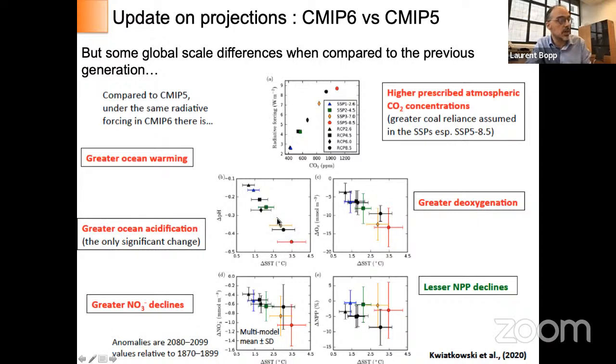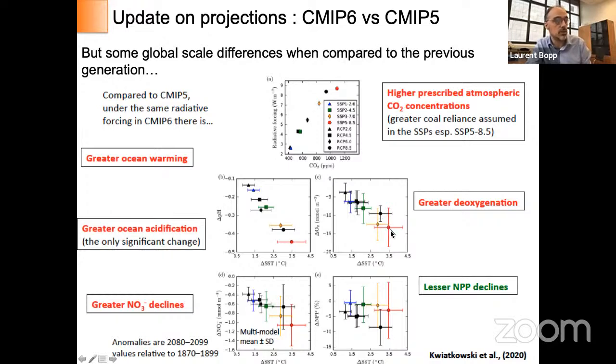The colored dots are for CMIP 6, and the black symbols are for CMIP 5. You see that in CMIP 6, we have more acidification than for CMIP 5 for similar scenarios. You see also in CMIP 6 greater deoxygenation. Compare the red dot in the high emission scenario to the black dot in CMIP 5.